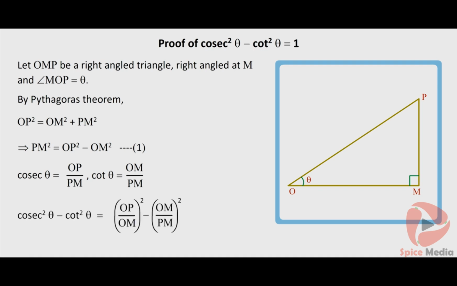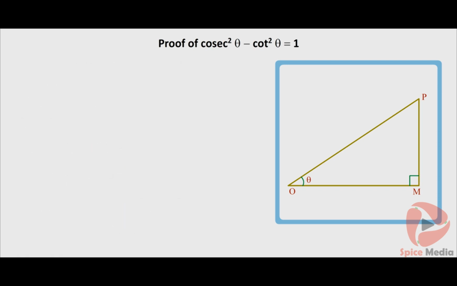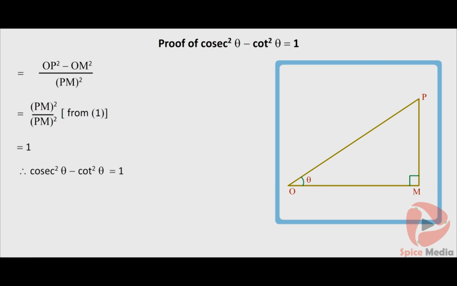Now use the ratios of cosecant theta and cot theta and substitute these values in cosecant squared theta minus cot squared theta. On simplifying, we get PM squared by PM squared, which is equal to 1. Therefore, cosecant squared theta minus cot squared theta is equal to 1. This is true for all values of theta and hence an identity.